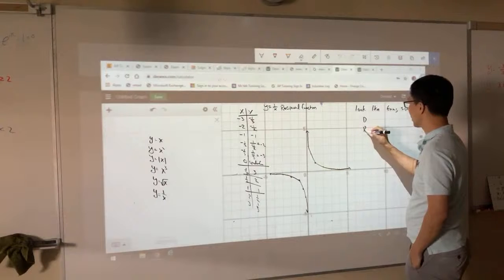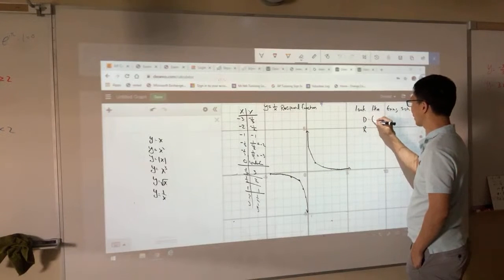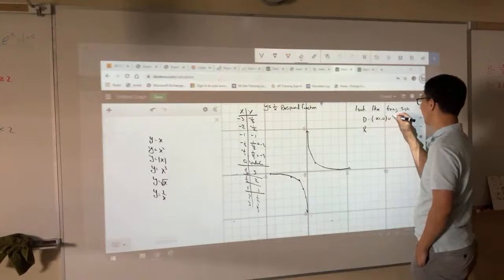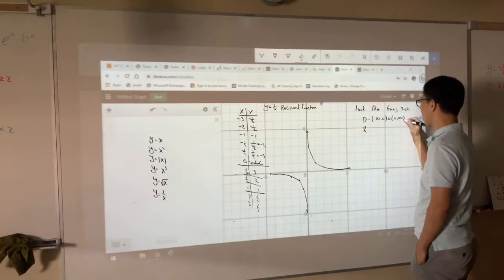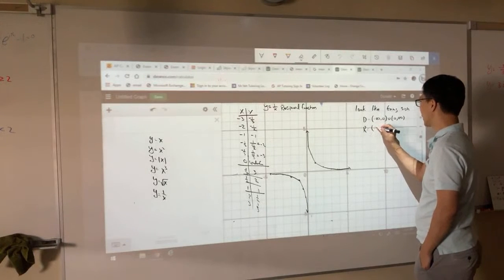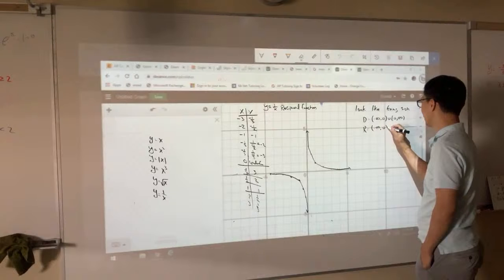and the range of this function. Domain is going to be from -infinity to 0, not including 0, union 0 to infinity. This one's a hard one to know. And the range is going to be from -infinity to 0, union from 0 to infinity.